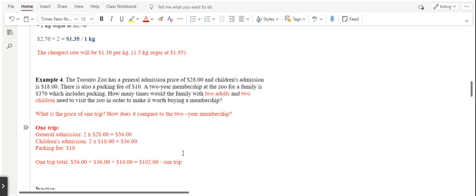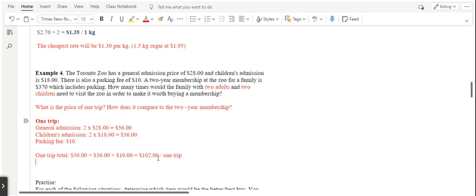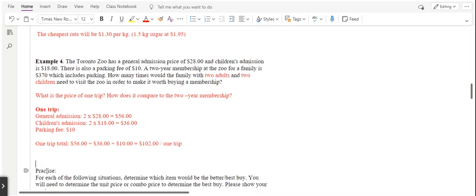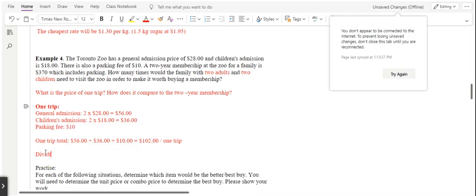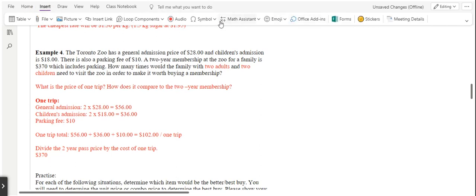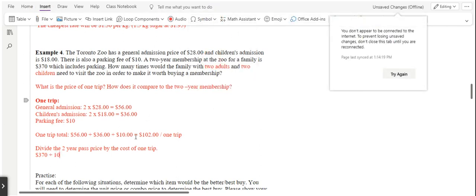And so clearly, or I should say reasonably, we showed, okay, well, if they go for one trip, they should pay 102 instead of 370. What about two trips? Well, if we take our 102 times 2, that's going to be $204. And so the easier way to think about this is what we can do is divide the 2-year pass price by the cost of one trip. We did the same kind of thing when we were doing the GO train analysis. And so here we're going to take our $370 and divide it by 102.